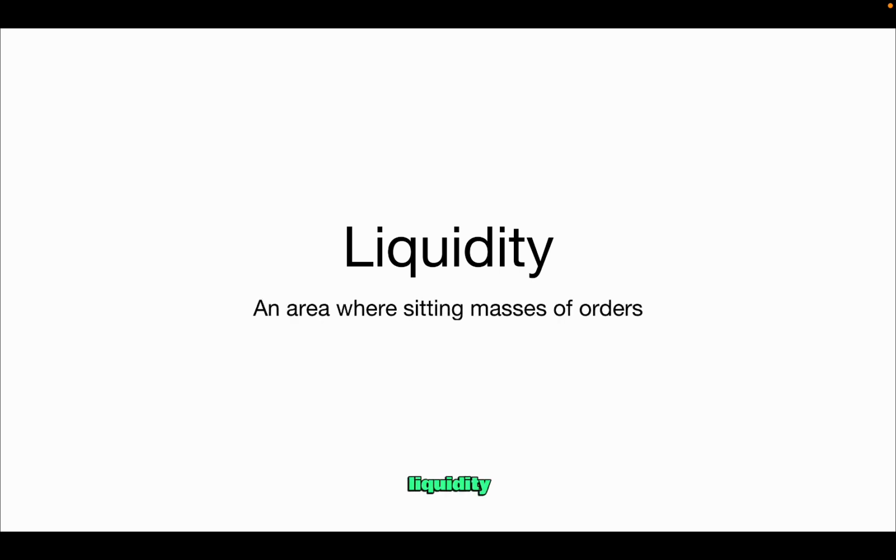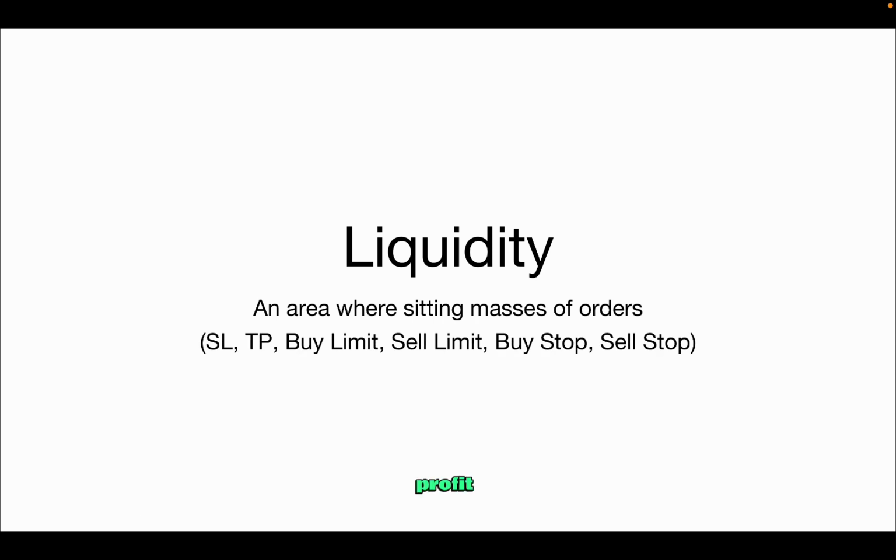So what is the liquidity? Liquidity is an area where masses of orders are sitting, such as stop loss, take profit, buy limit, sell limit, buy stop, and sell stop orders. So the higher the order, the stronger the zone. When we know there is a high liquidity zone, this is where the big traders are willing to trade. So everyone, as a smart trader, must know where the liquidity is.